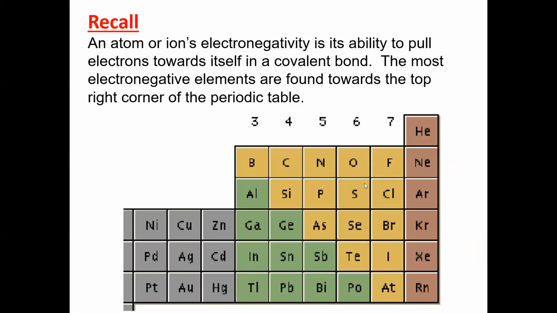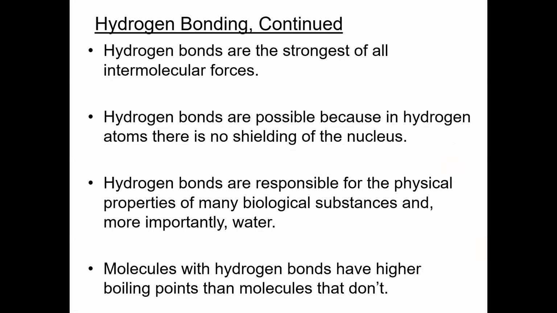So you see the reason why nitrogen, oxygen, and fluorine in groups 5, 6, and 7 will be the most electronegative elements, and they are the ones that will form hydrogen bond with hydrogen. Of all the intermolecular forces, hydrogen bonds are the strongest of all. And hydrogen bonds are possible.